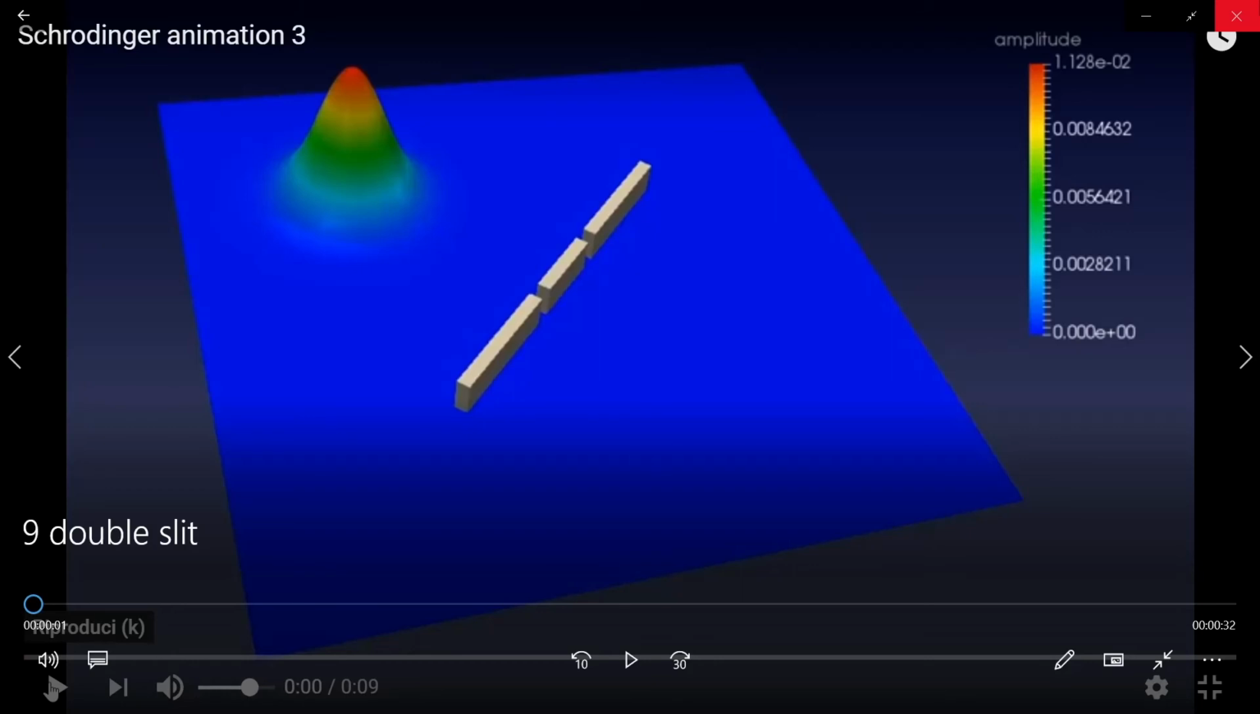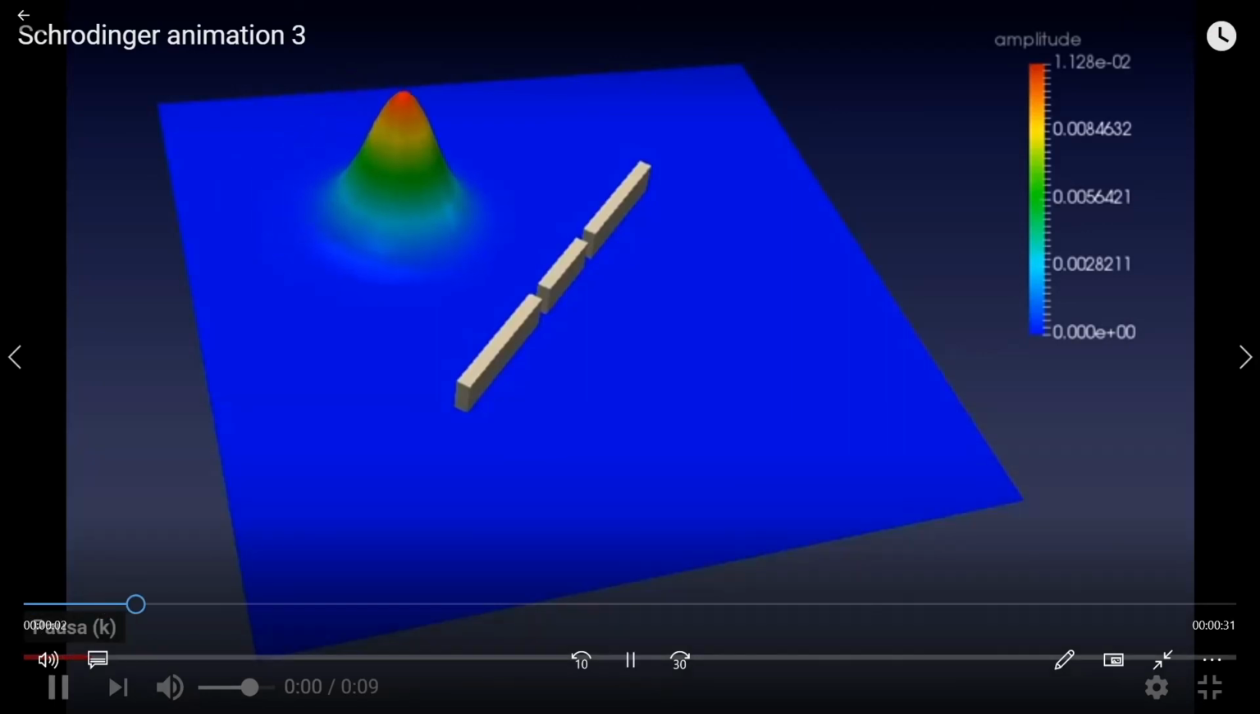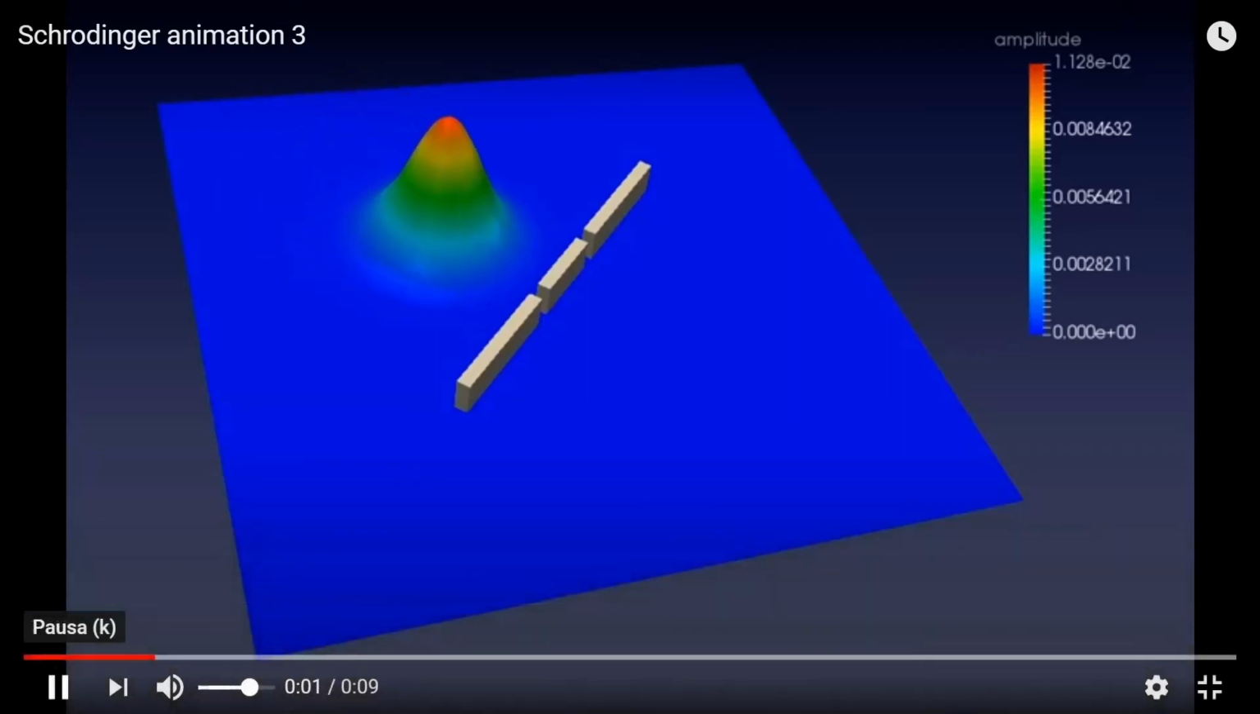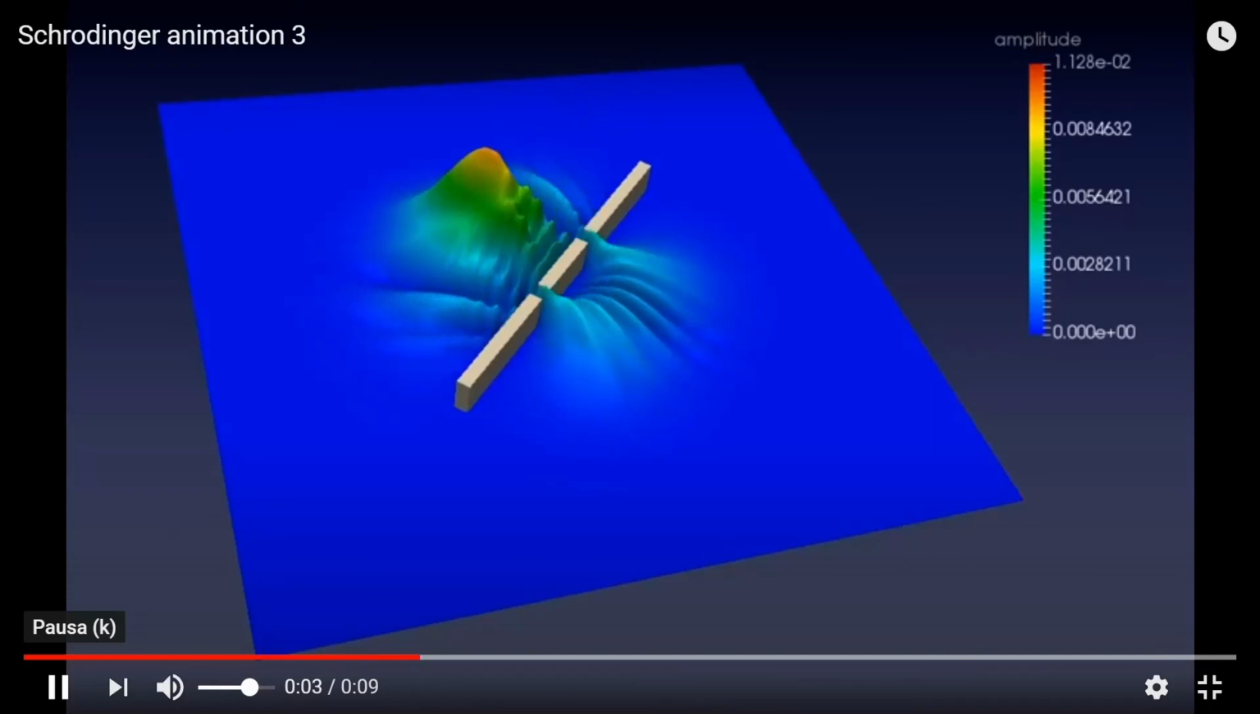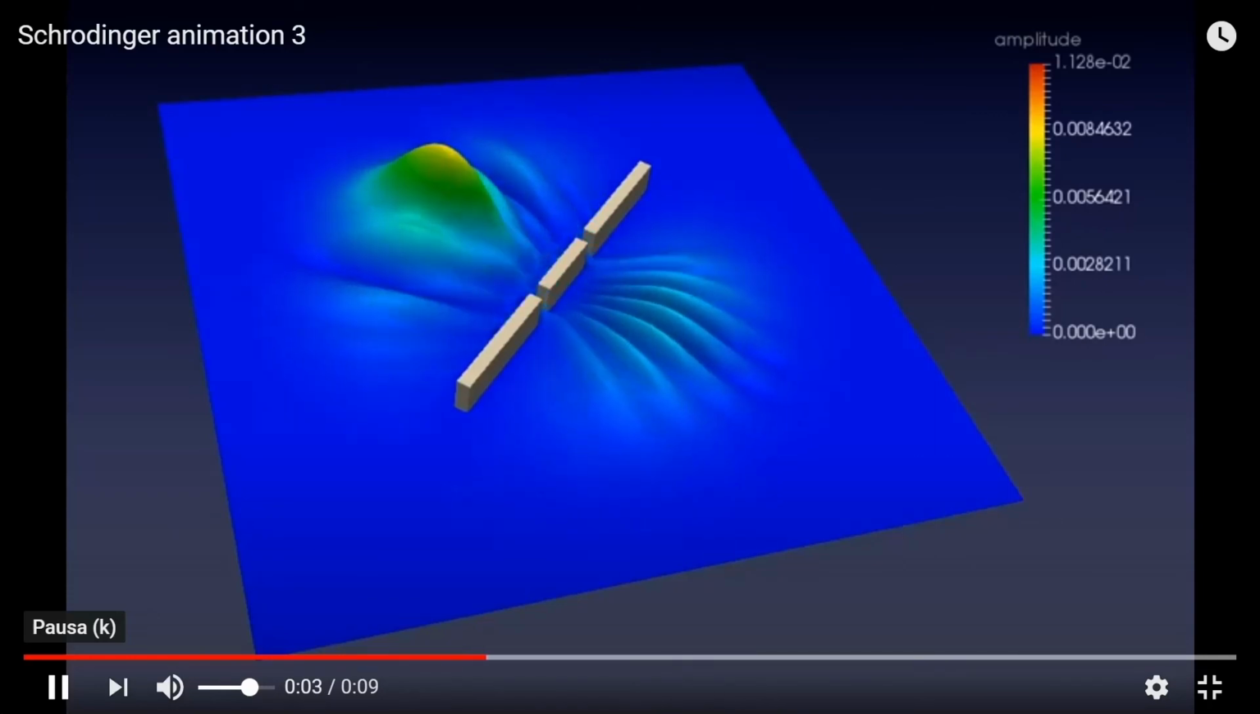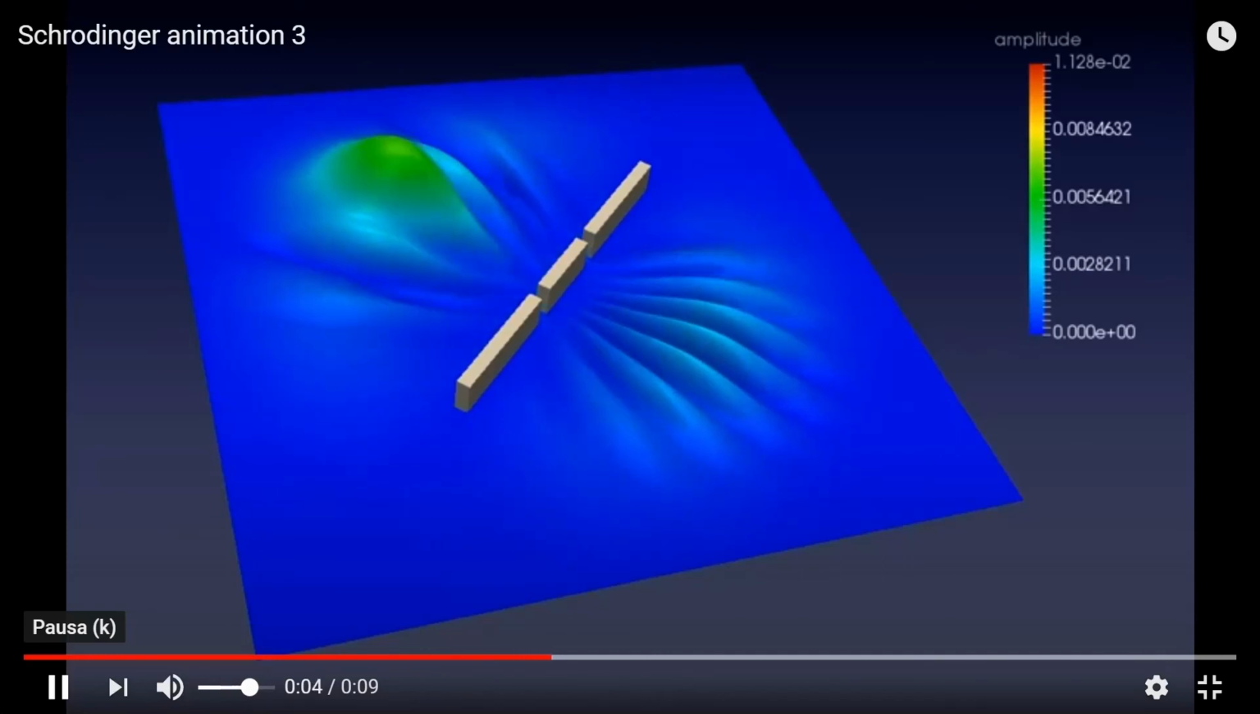In this last simulation, we see the graphical representation of the wave function of a quantum, heading towards a barrier with a double slit. To the right of the barrier, you see the maxima and minima of interference. To the left, you see the probability that the particle bounces backwards.